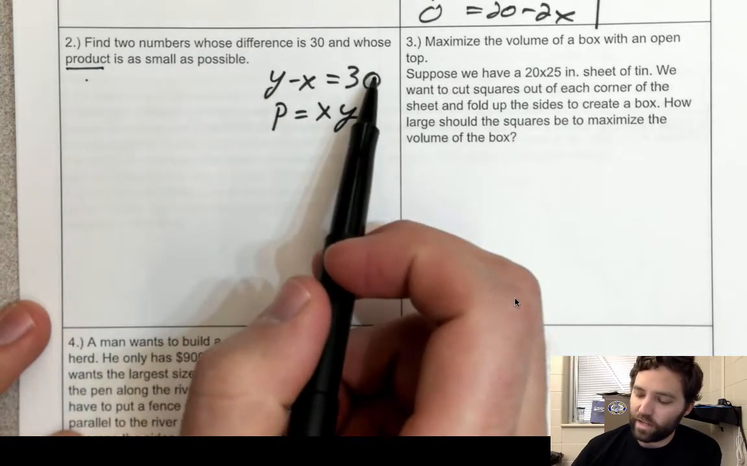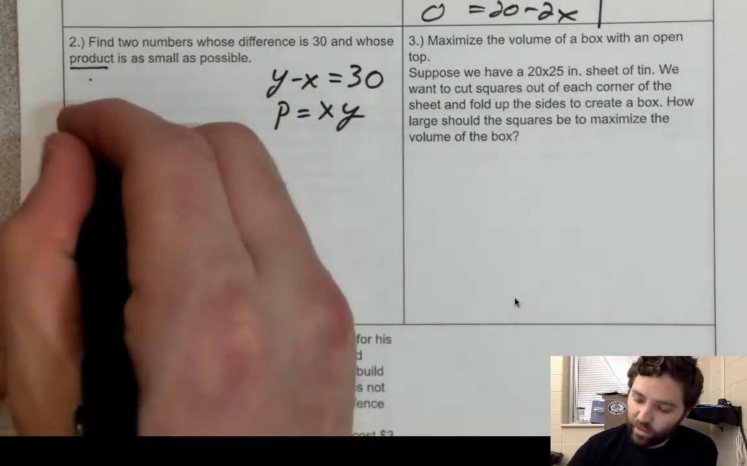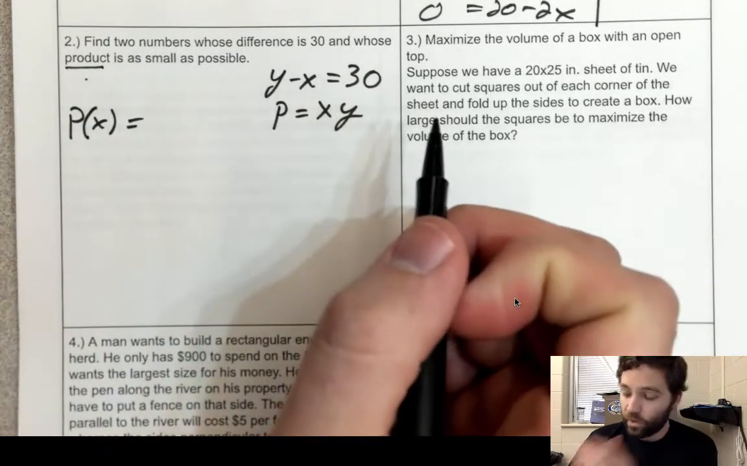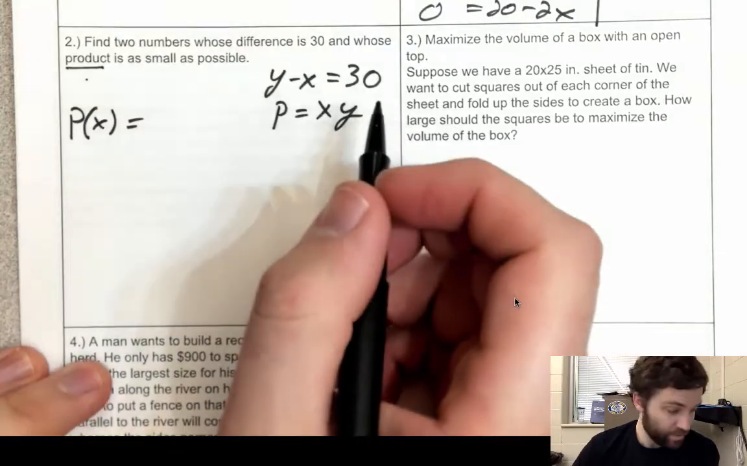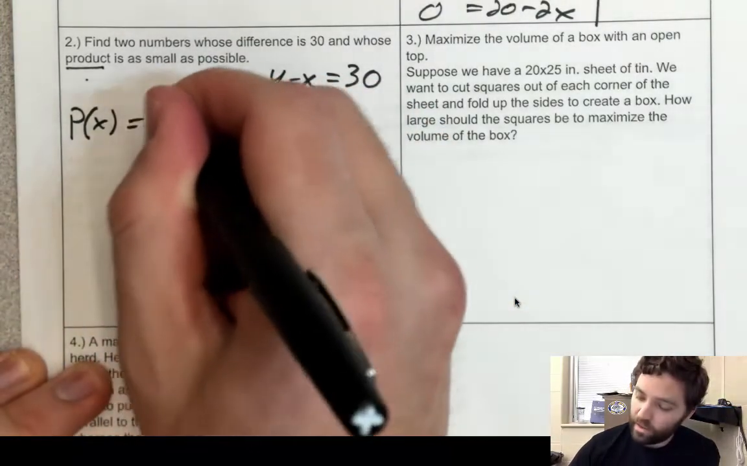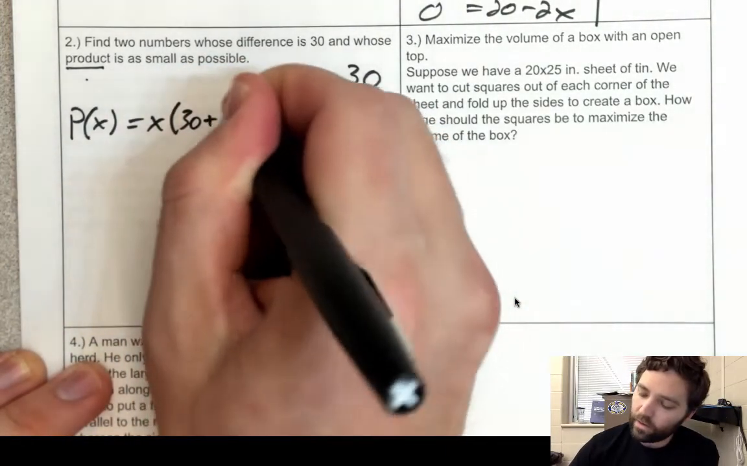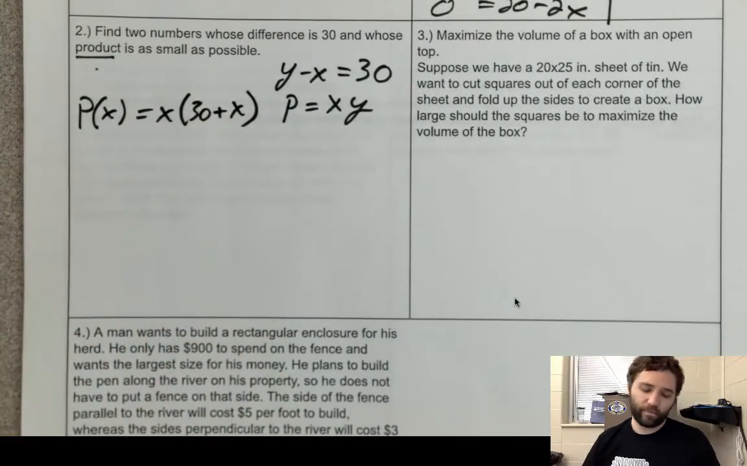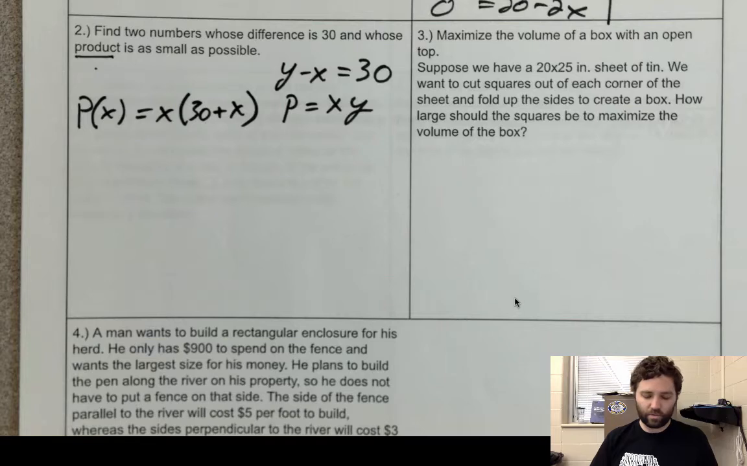I'll add x to the other side, so I'll get 30 plus x, and the function that I'll be trying to minimize is p of x equals x times 30 plus x. Okay, and then let's use our graphing calculator to solve this one. So we'll pop this into Desmos real quick.